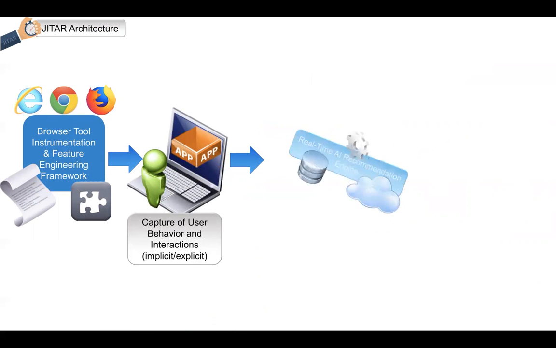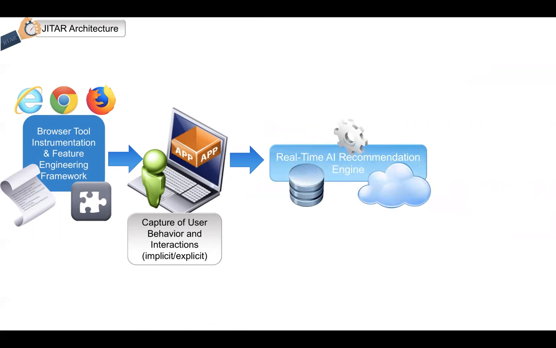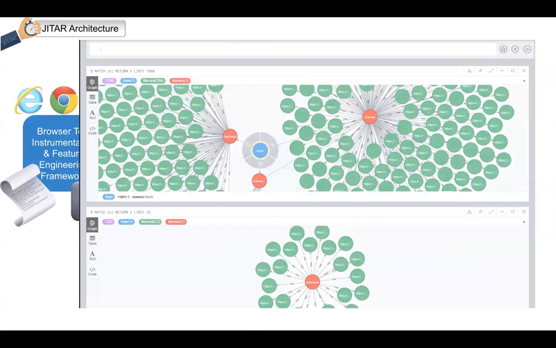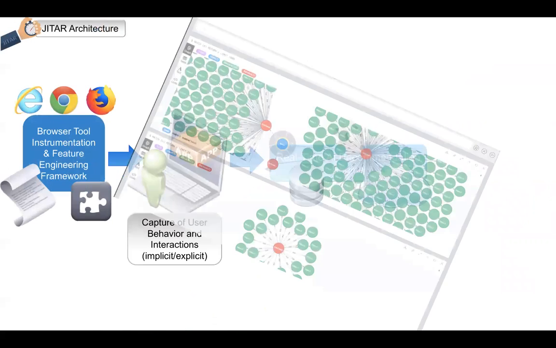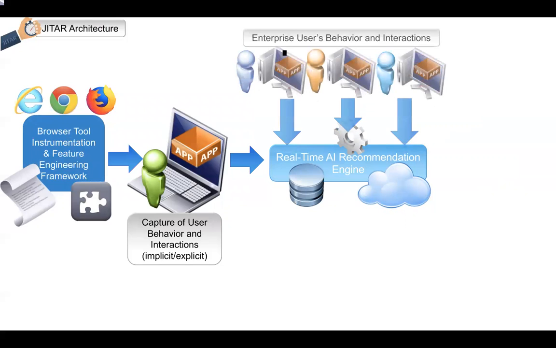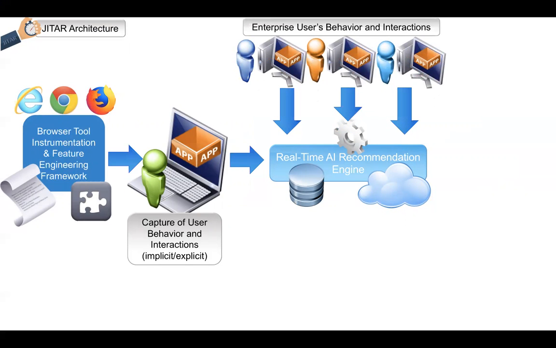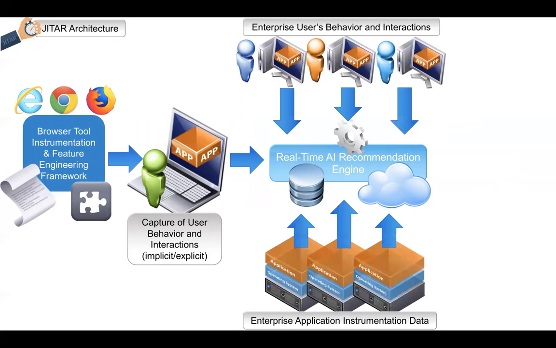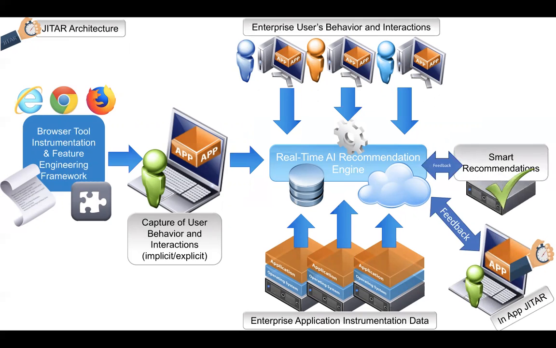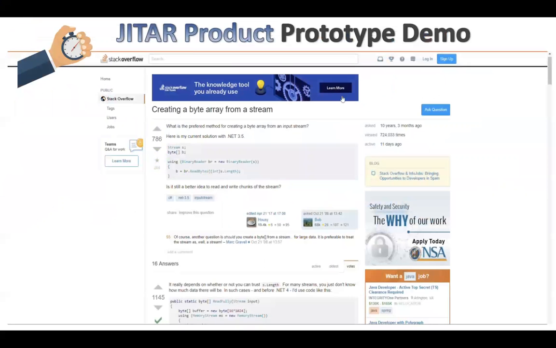We will now capture the user interaction that we will model. We send this information to our JITAR engine, and we have proprietary graph-based search algorithms, which you see here, running on our graph to select the best items for our user. We also send user behavior data captured from other users across the enterprise, and implicit and explicit data captured by other applications across the enterprise to the JITAR engine. Finally, we backpropagate user feedback, provide smart recommendations, and we also provide a dashboard.